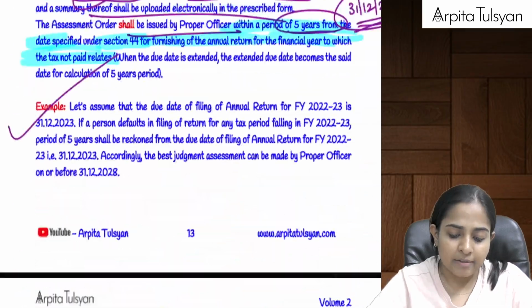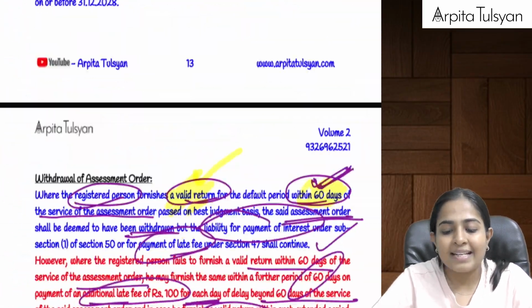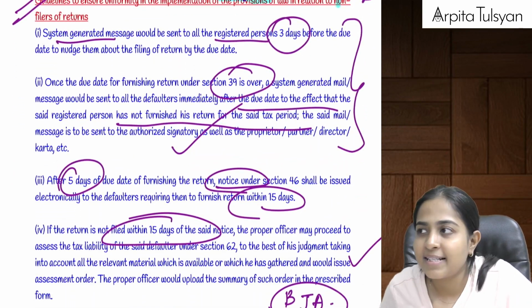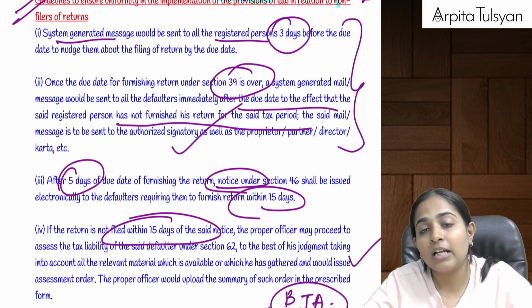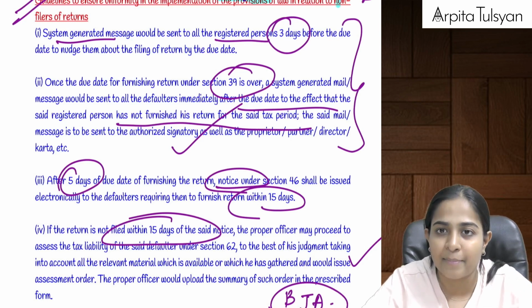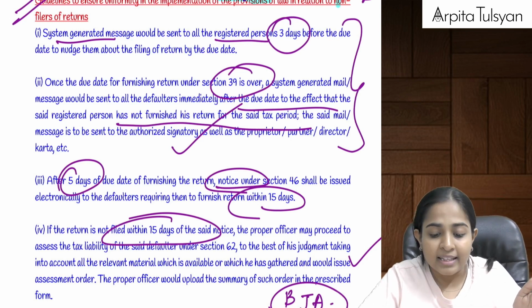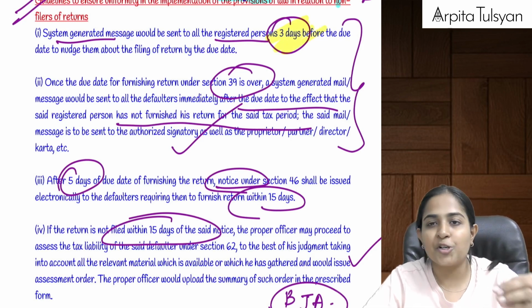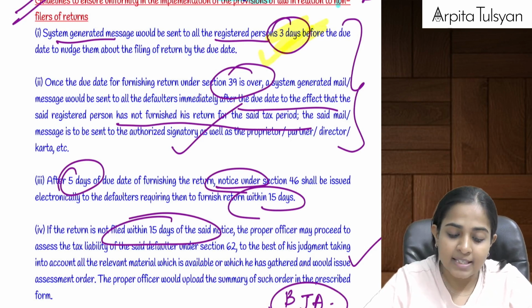Okay, now see, generally what happens in case of this non-filer is that there is a mechanism set up under the GST law. Just like we get income tax reminders for filing the return, in the same way the GST law also facilitates sending system generated messages to registered persons before the due date. Three days before the due date, we will get a message that your due date is approaching, please file the return. This is the first reminder.